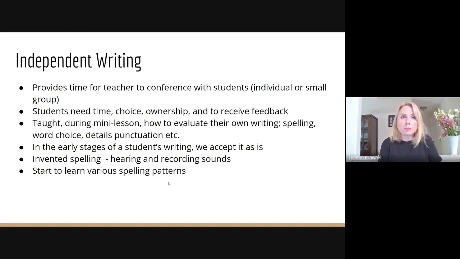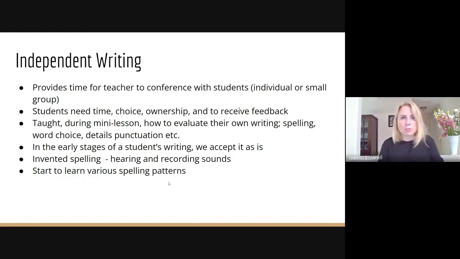So when students are writing independently, this is again similar to independent reading. It is giving the teacher time to be conferencing with students. Whether you want to do that with an individual or a small group is up to you based on the needs in your class. But students do need to have time and choice and be given the opportunity to work with the teacher and get feedback on where they are in their writing process. And like I just mentioned about actually completing something and feeling a sense of accomplishment, they really take on ownership of their own work as they're seeing it blossom into a fuller piece of writing.